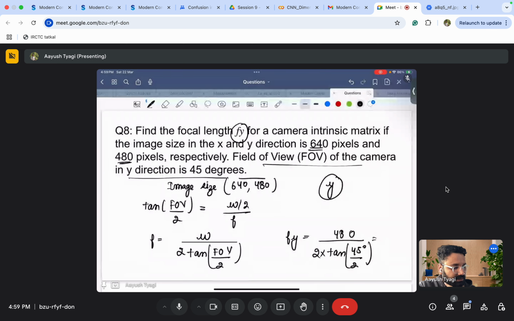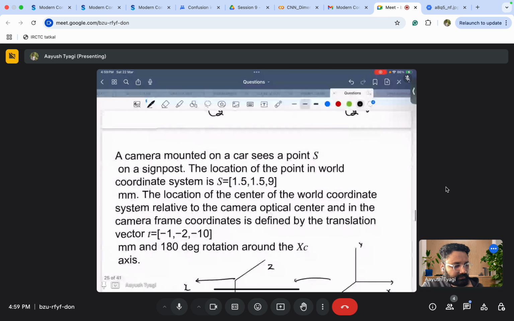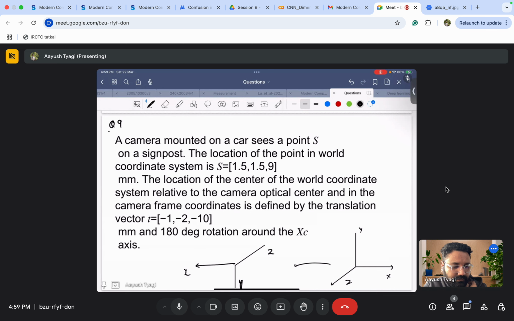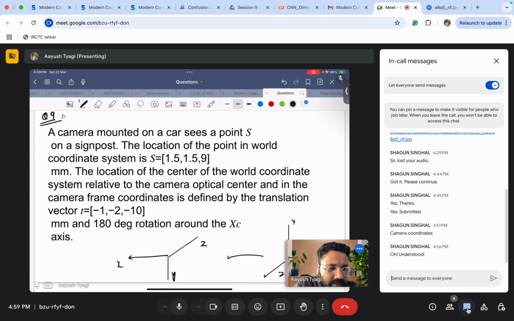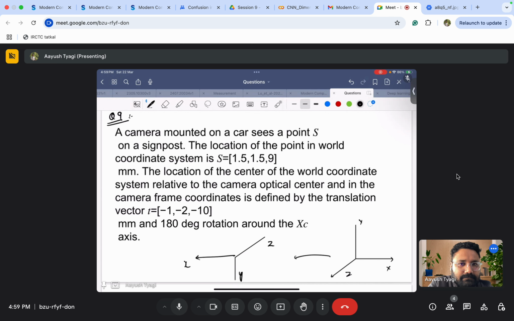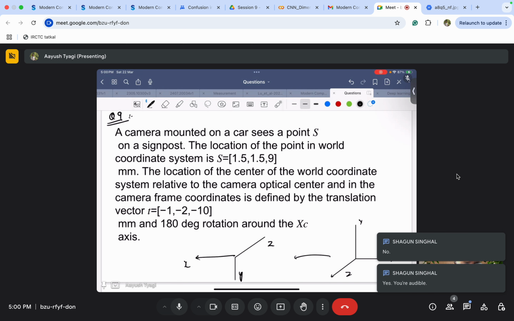Okay, this is question number 9. What about question number 9? Were you able to get it right? For me, the solution is coming out slightly different to what the answers were. Did any of you give it a try? Question 9 and question 10. Okay, let's give it a shot.